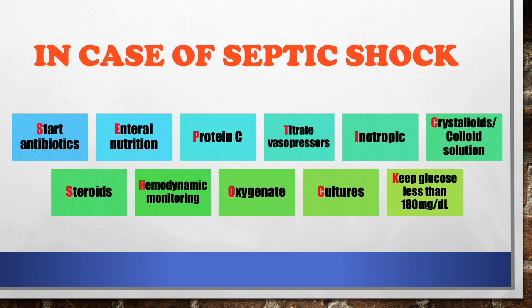a low dose to decrease inflammation, monitor hemodynamics to assess tissue perfusion, provide oxygenation, conduct blood cultures, and keep blood glucose levels less than 180 milligrams per deciliter.